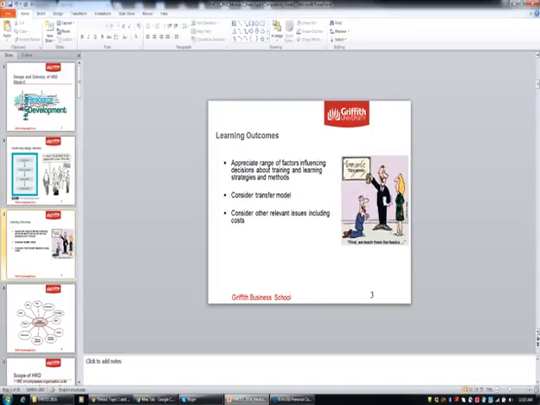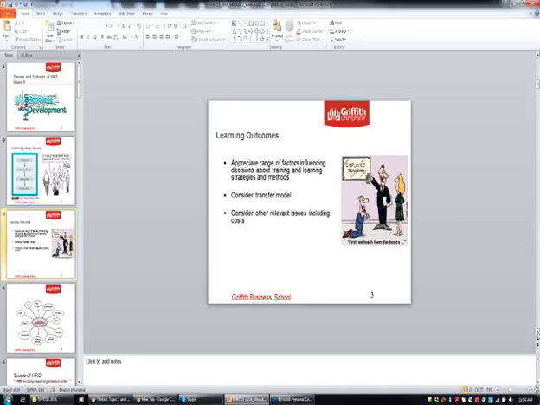So we're looking to appreciate the range of factors that influence decisions about training and learning, strategies and methods, and most importantly, HRD is not a recipe. So your creativity, your knowledge, your experience all plays into how you actually deliver HRD. What you think will work, what you can measure, the whole design. So it's a fairly complicated activity that needs to occur.